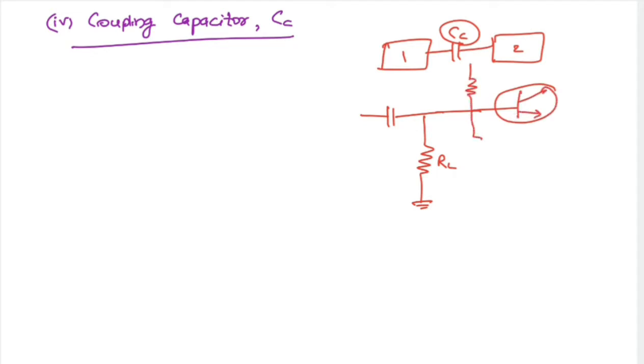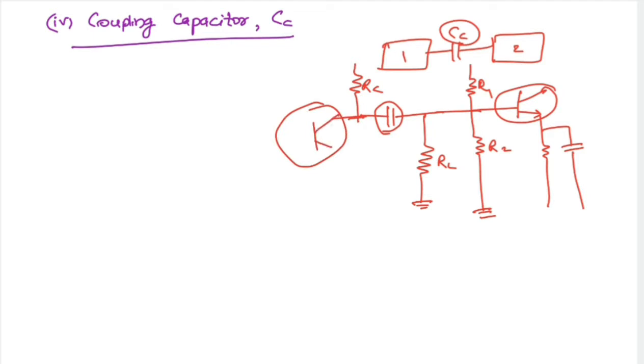So this is the next stage, R1, R2, etc. So if CC is not used, what will happen? If CC is not used, it will affect the circuit. Here there is an output resistance RC in the circuit.